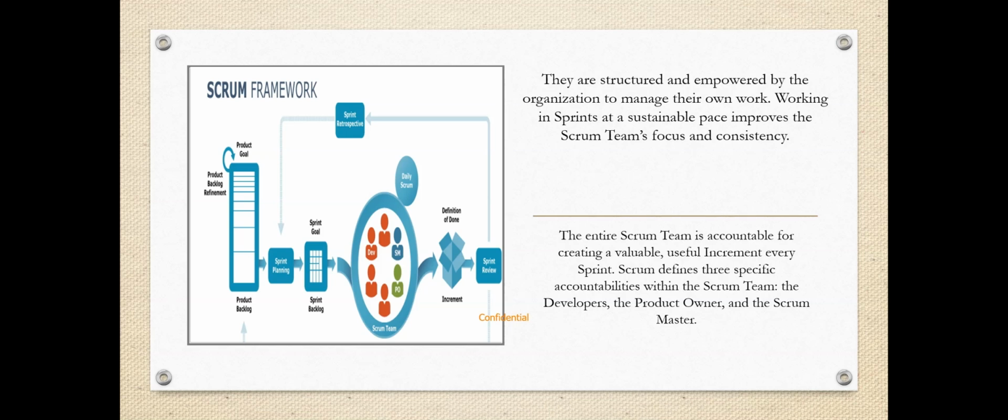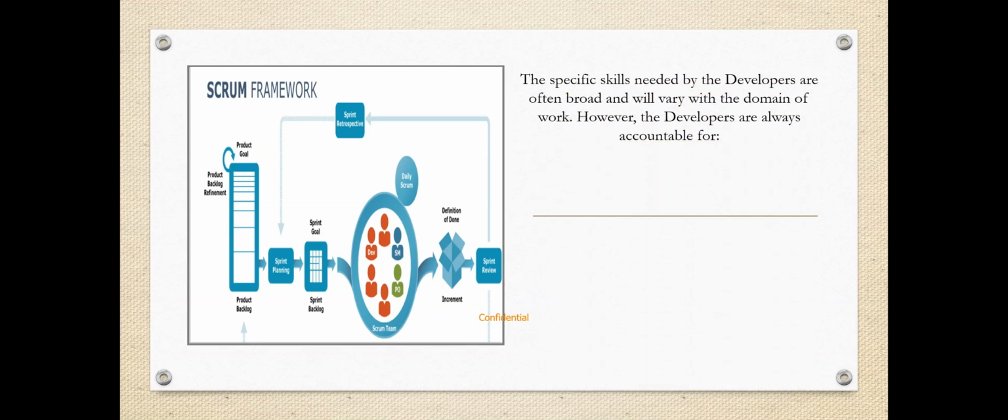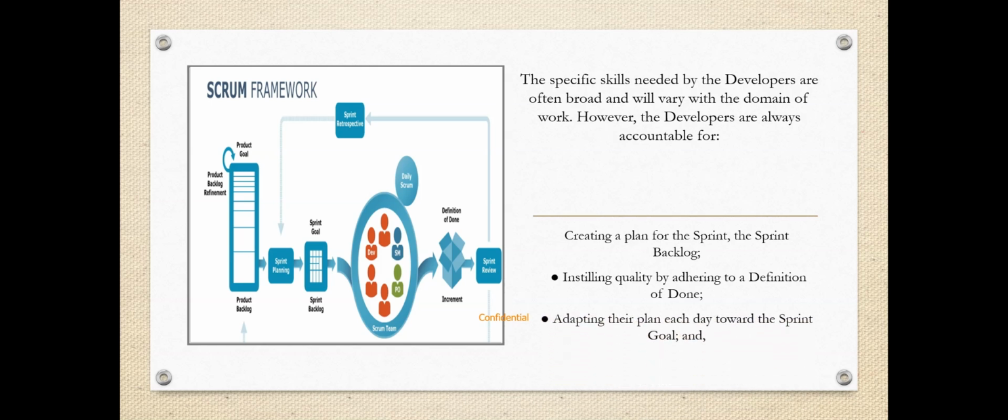Developers. Developers are the people in the Scrum team that are committed to creating any aspect of a usable increment each sprint. The specific skills needed by the developers are often broad and will vary with the domain of work. However, the developers are always accountable for creating a plan for the sprint backlog, instilling quality by adhering to a definition of done, adapting their plan each day toward the sprint goal, and holding each other accountable as professionals.